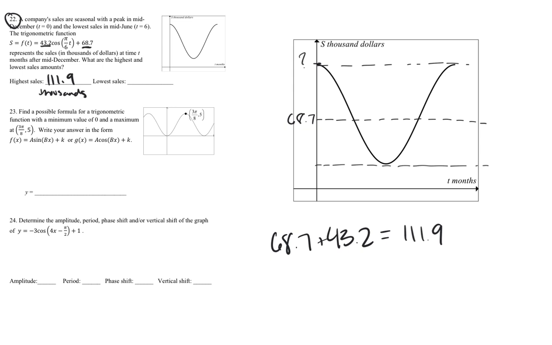And then for the lowest value, we're going to subtract 43.2 from 68.7. 68.7 minus 43.2, we end up getting 25.5. And then again, this is in thousands.